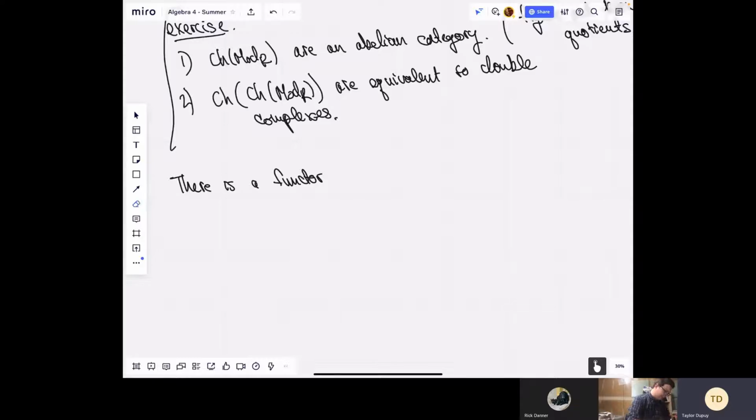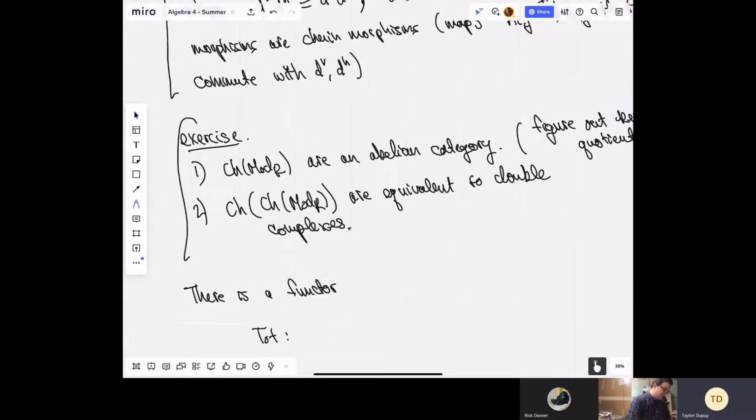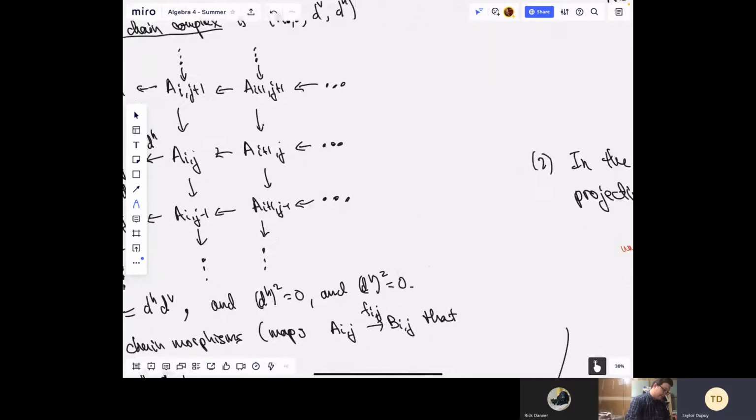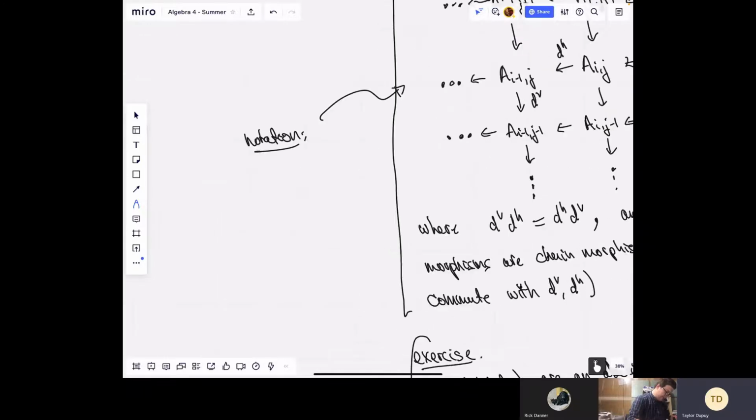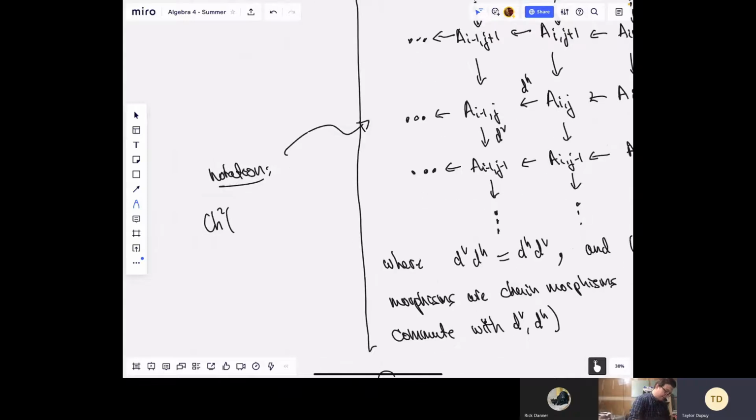So-called totalization. Okay, maybe we should give this category a name. Let's call this term, so notation, choose squared, and then we need to do this for a category. For concreteness, let's do the category of R modules. So this is the category of double complexes.